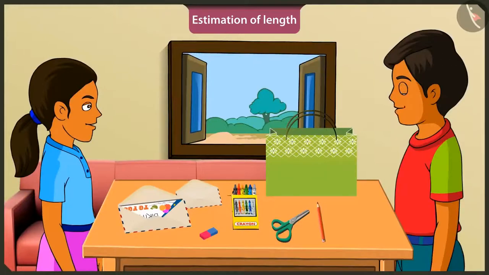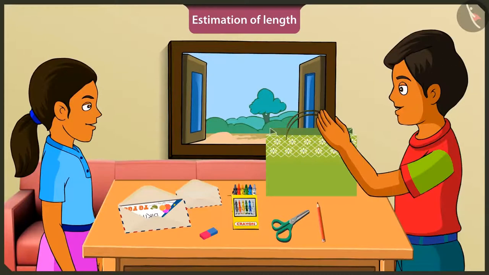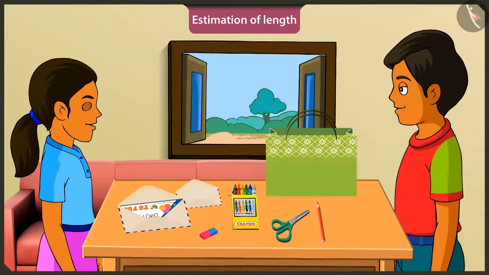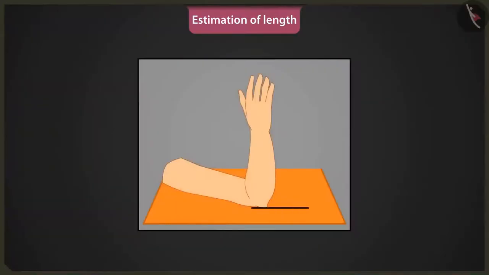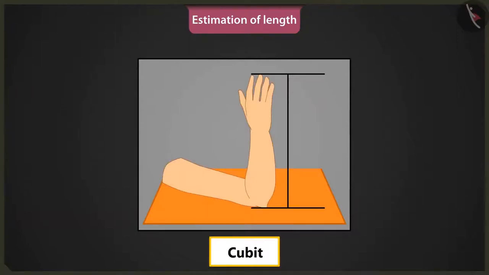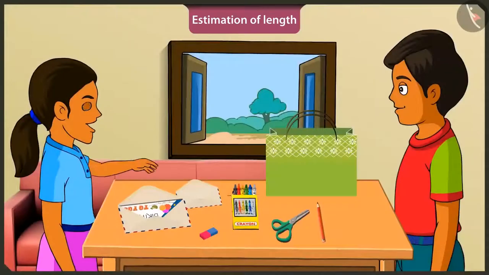Mintu, now I will teach you how to measure by making your arm length a unit. Yes, fine. Look, the distance from the elbow to the tip of the middle finger is called the length of the arm or the length of a cubit. Can we use it to measure this sofa?